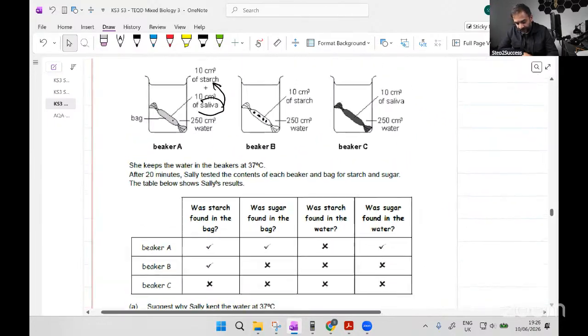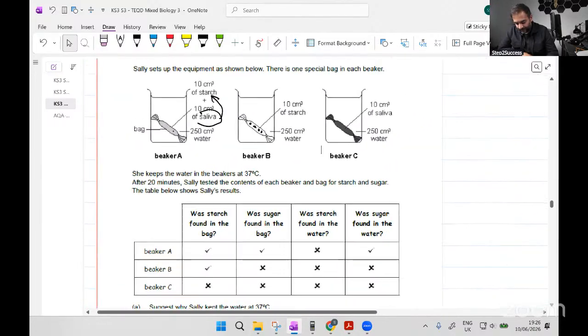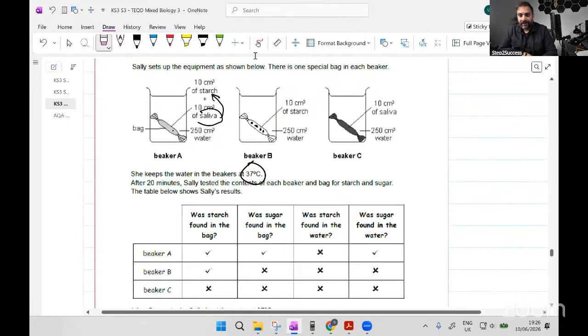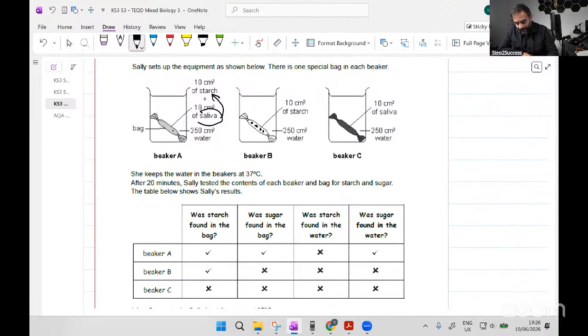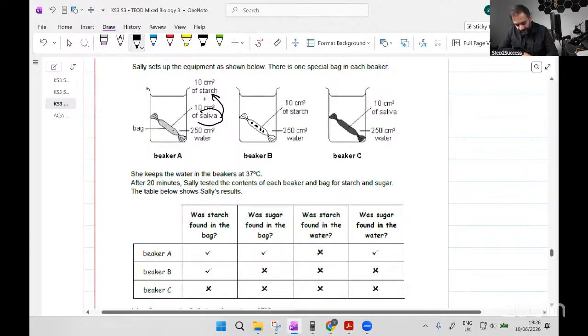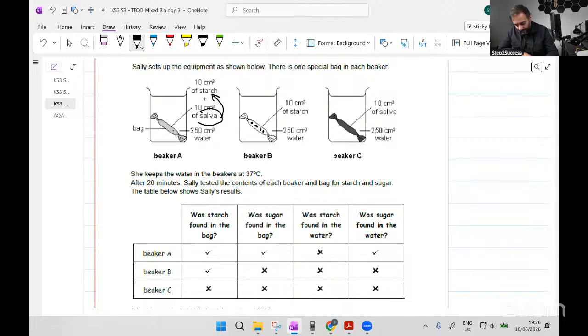Well, we'll find out. She keeps the water in the beakers at 37 degrees C, which is the body temperature, which I think is the answer to the first question. After 20 minutes, Sally tested the contents of each beaker and bag for starch and sugar. Here are the results. So, was starch found in the bag after 20 minutes? In beaker A, yes, there was still some starch in the bag. There was some sugar in the bag because the starch gets broken down into sugar.